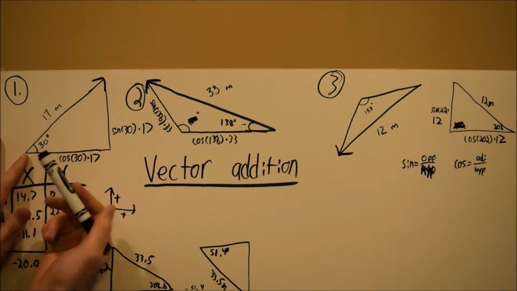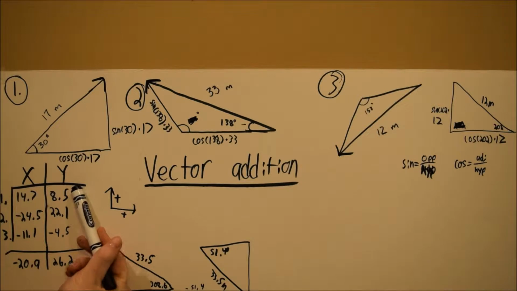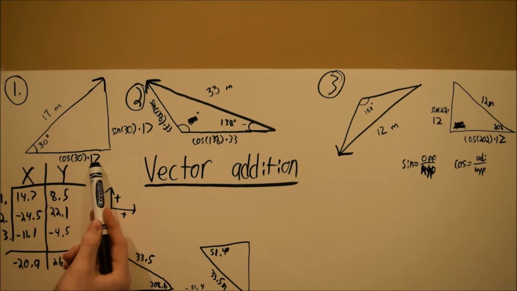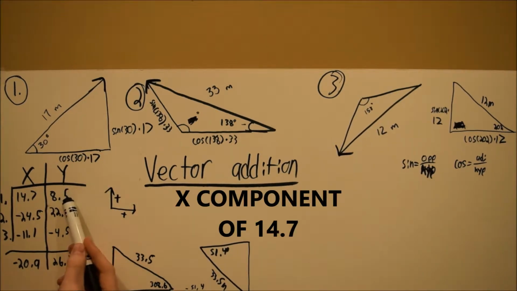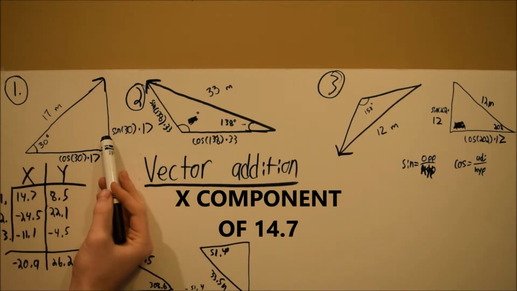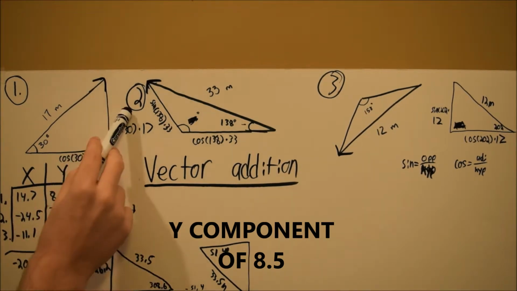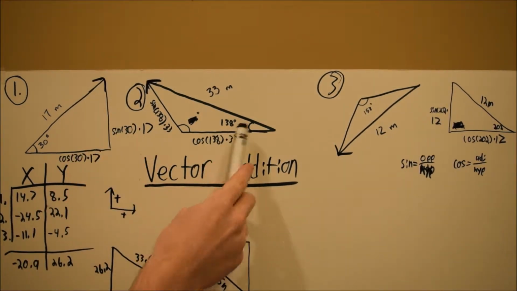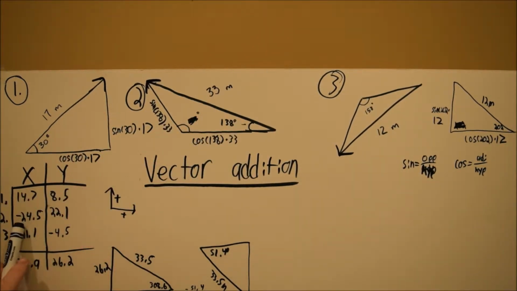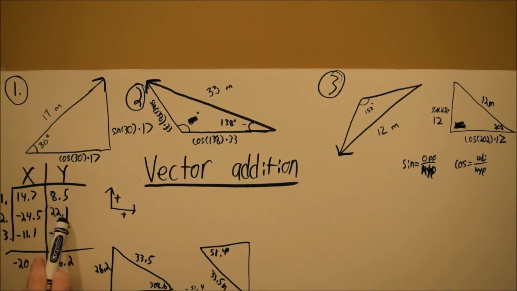The idea is that you take this 30 degrees, 17 meters, and split it down into x and y components. For this number 1, you take cosine of 30 times 17, which gets you 14.7 meters in the x direction. And for the y, same concept, except with sine, and you get 8.5. For number 2, you've got 138 degrees. You just plug it back in and use these different numbers, and you get negative 24.5 for the x and 22.1 for y.